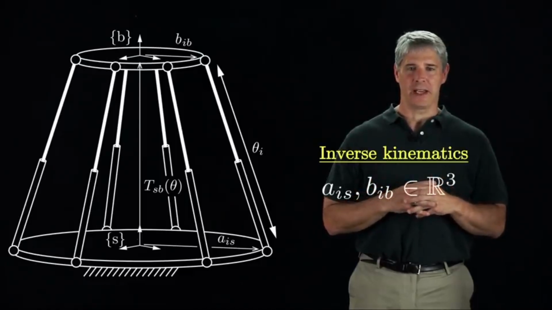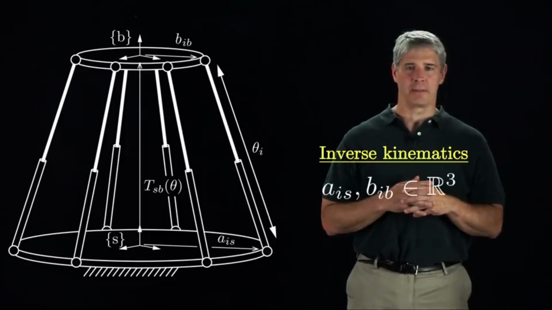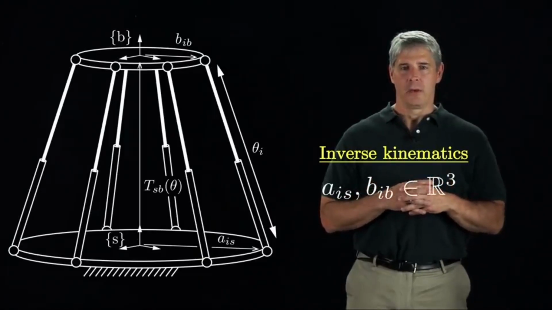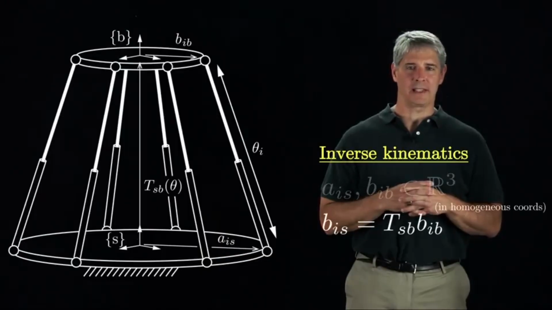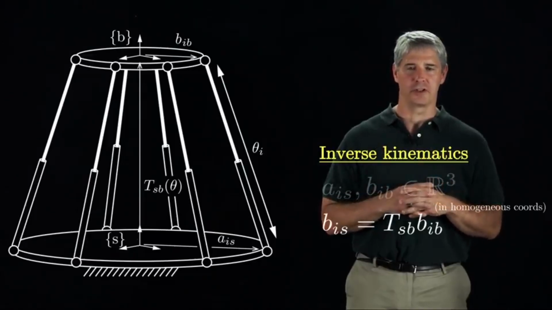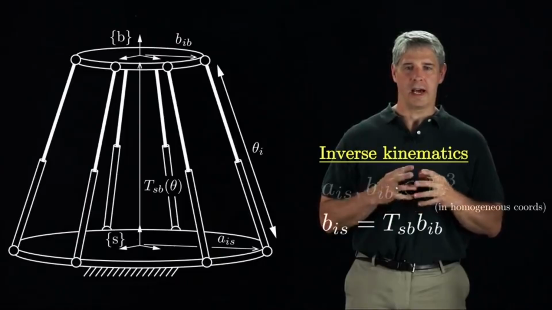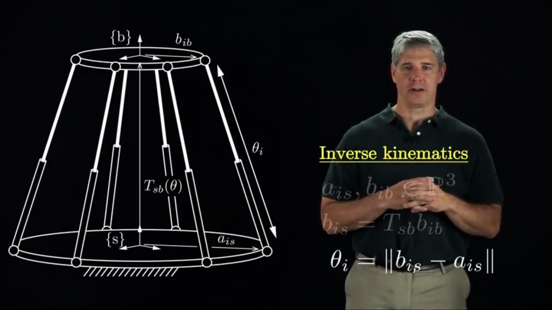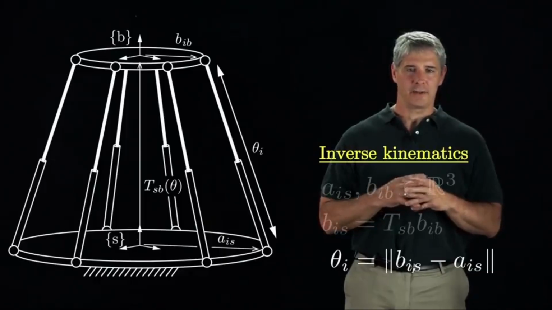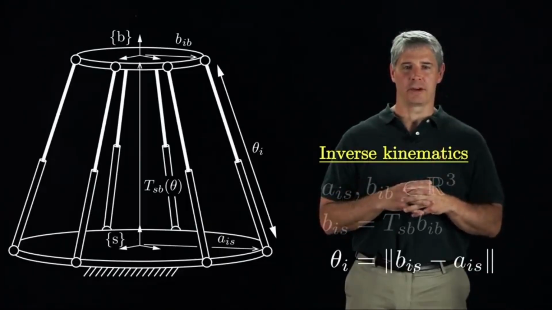a_iS is the vector from the S frame to leg i's joint at the base, measured in the S frame, and b_iB is the vector from the B frame to the top joint of leg i, measured in the B frame. We can transform b_iB to the S frame by pre-multiplying by the desired end effector configuration, T_SB, provided we represent the vectors in homogeneous coordinates. Now we can calculate the prismatic joint value theta_i as the distance between b_iS and a_iS. Inverse kinematics is easy for the Stewart platform.